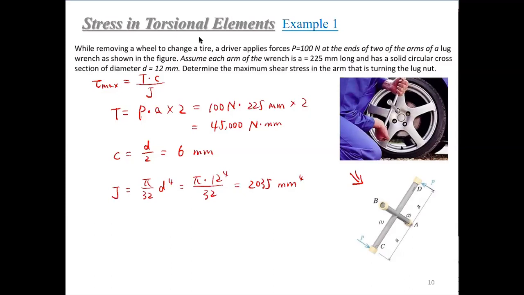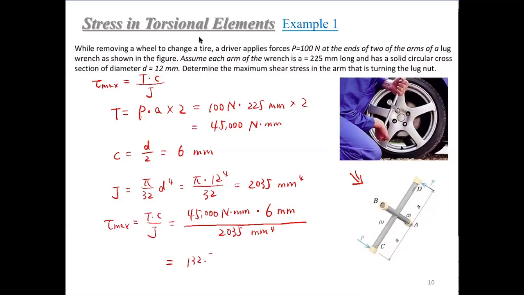Then in the end, we can just use this equation to calculate the maximum shear stress. That is TC over J. That is 55,000 Newton millimeter times 6 millimeter over 2035 millimeter to the 4th. And the result, if you use these numbers, will be 132.7. Here's my question. What is the unit of this result?